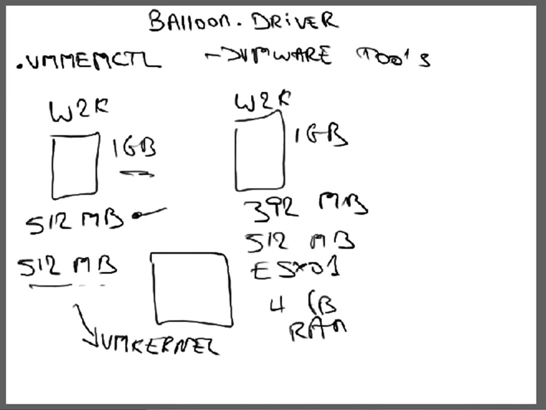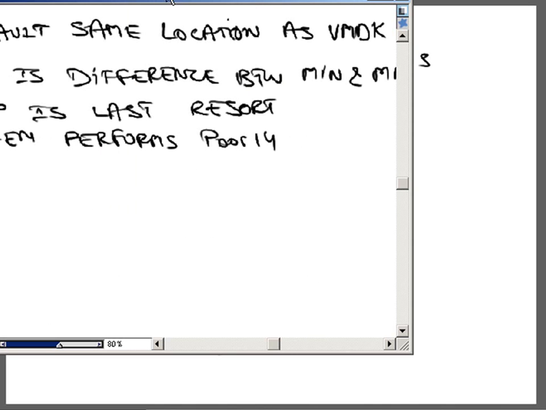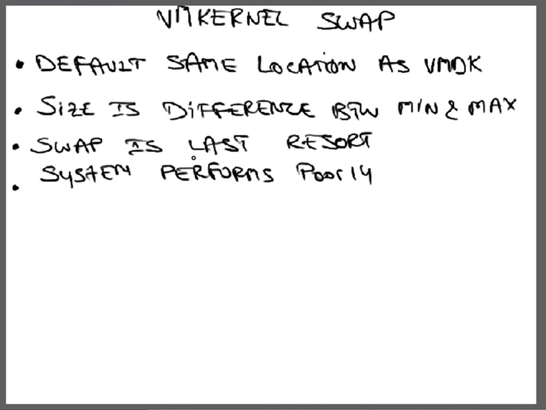Now I'm sure most of you are familiar with the concept of a swap file or page file or whatever you want to call it. With the VM kernel, you also have a swap file for every virtual machine that you have. As soon as you power on the virtual machine, it's going to create a swap file, and this swap file is going to be located in the same location as the VMDK file. And now the size of the swap file is determined by a small calculation here.